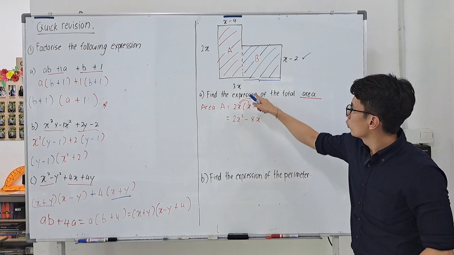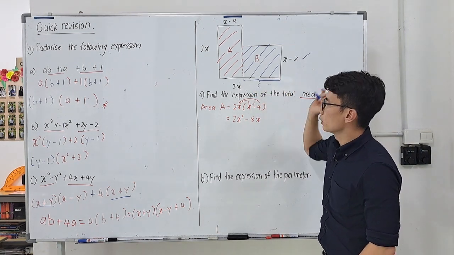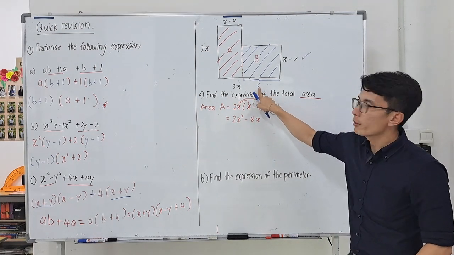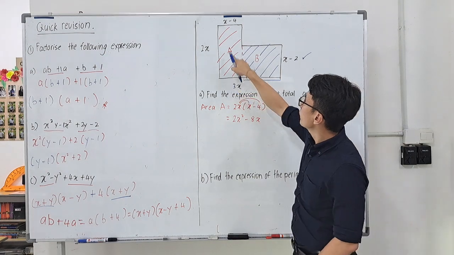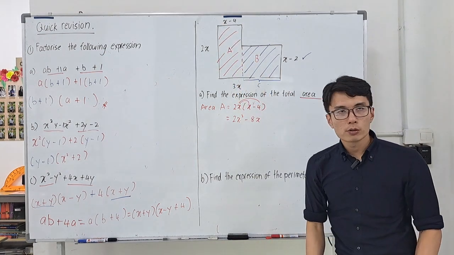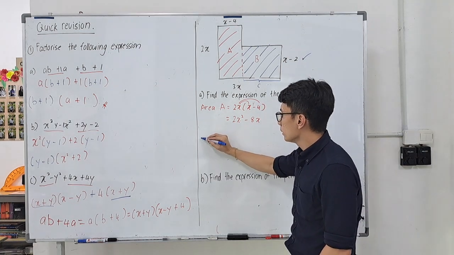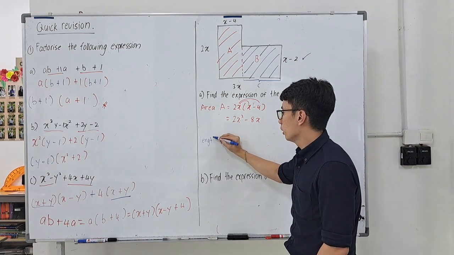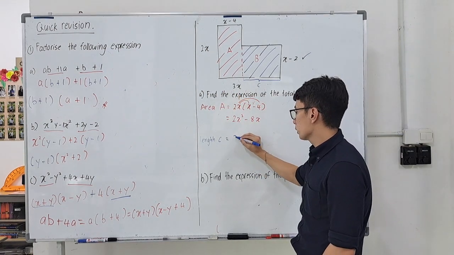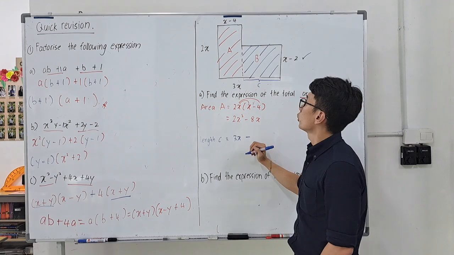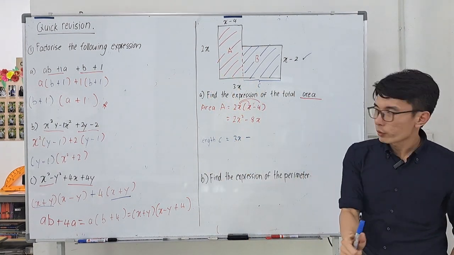So to find this length, let me call this C. To find C, I need 3x minus x minus 4, correct or not? So that's what I'm going to do. So I want to find the length C. So I will get the full length, which is 3x, and I'm going to subtract by x minus 4. Be very careful how you write that.